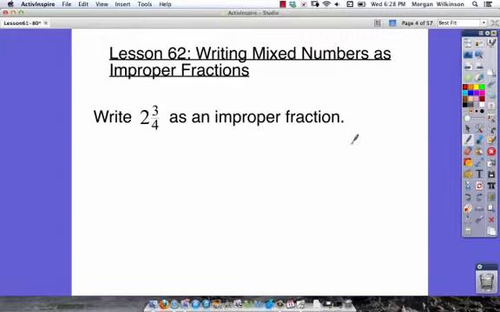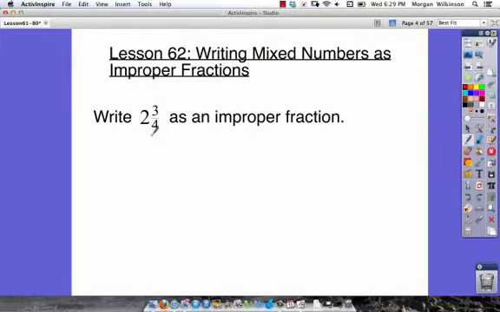Lesson 62 today is titled Writing Mixed Numbers as Improper Fractions. And our first problem says write 2 3/4 as an improper fraction. Now if you remember, an improper fraction just means that the numerator will be bigger than the denominator.